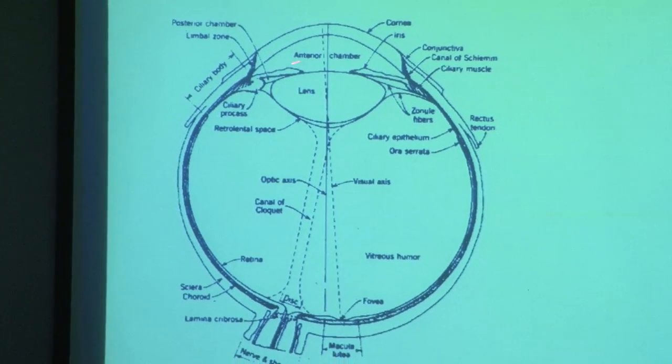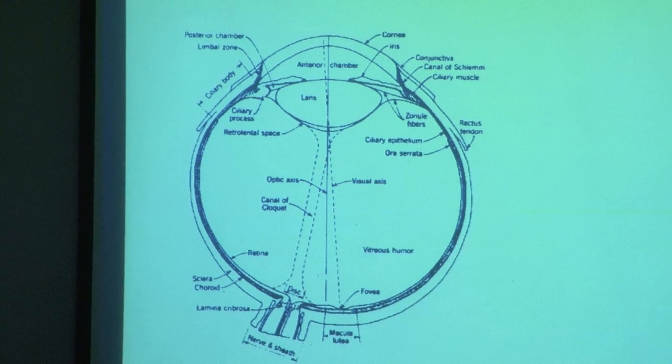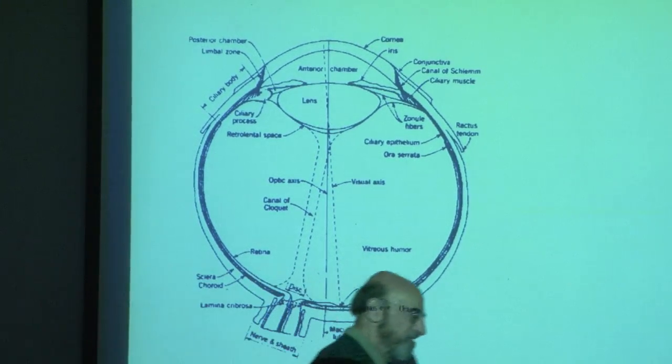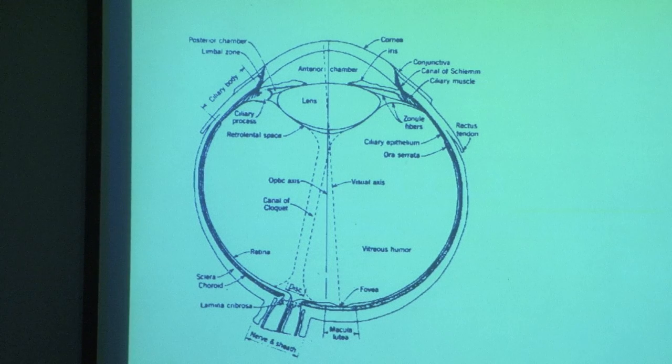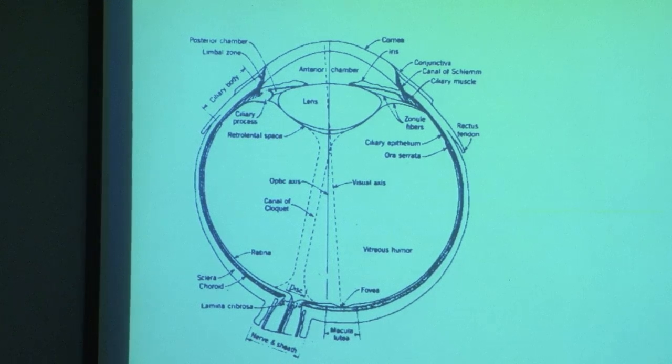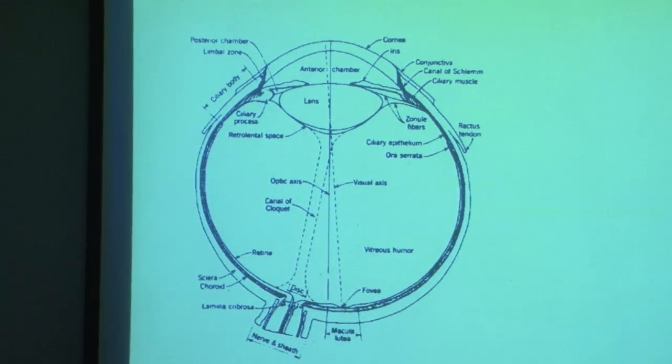Now, next, here's the lens. And the fascinating thing about the lens is that in the eye, the lens is totally different from the way it is in a camera.